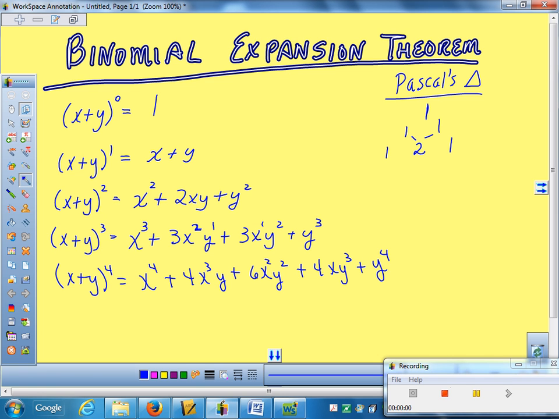So the next one, I keep a 1 on the outside. The 1 and the 2 make 3. 2 and 1 make 3, and then a 1 on the outside again. So now what's the next row? 1, 4, 6, 4, 1. You just keep adding the 2 numbers above you to make the number you need. And then the next one would be 1, 5, 10, 10, 5, 1.